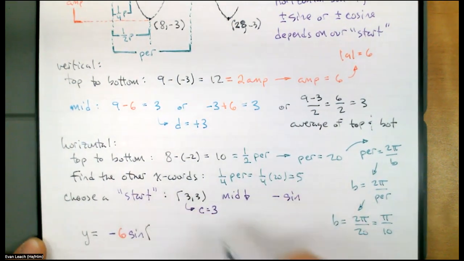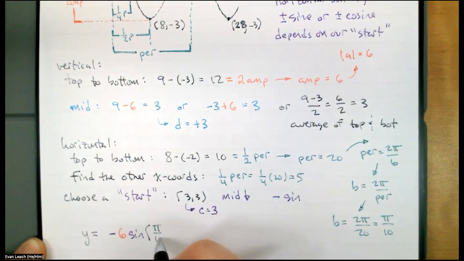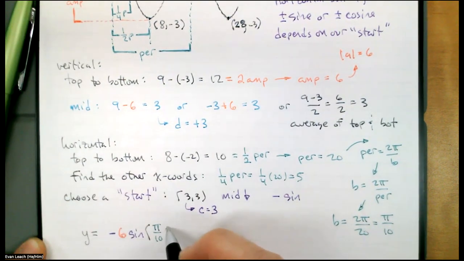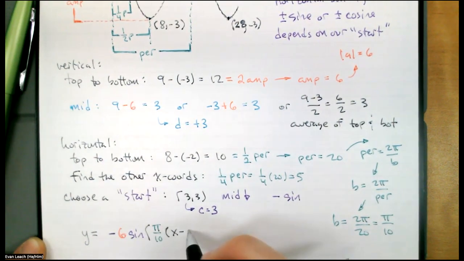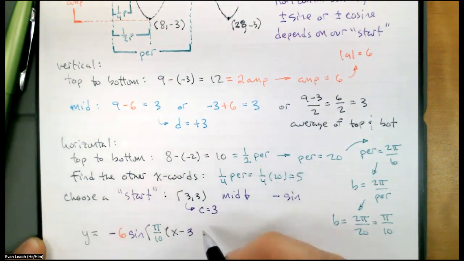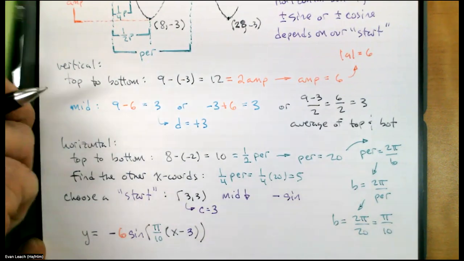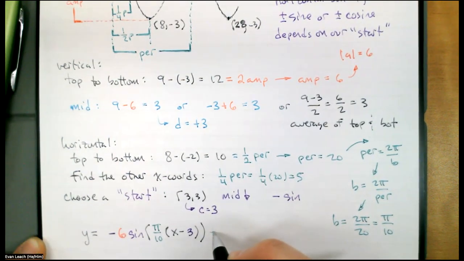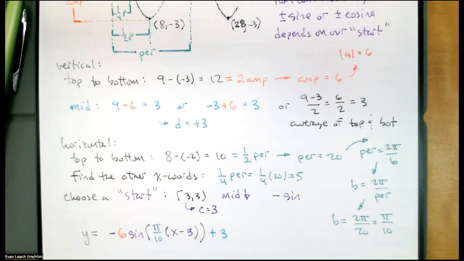Then we're going to make parentheses. Then we'll write the coefficient of x, which is b, which is pi over 10, times x minus c, our horizontal shift. Then we close the horizontal shift, close the sine function, and write our vertical shift, plus 3. Horizontal shift is 3, and our vertical shift is also 3.